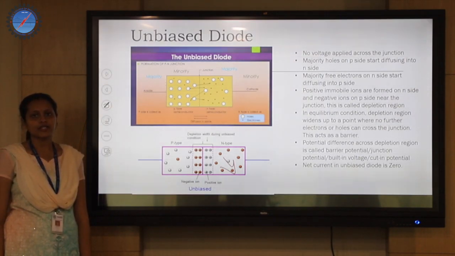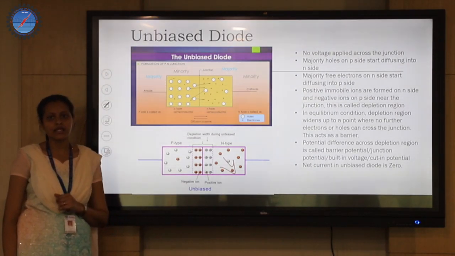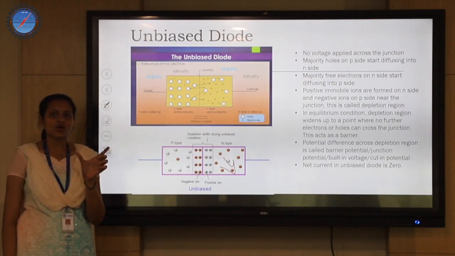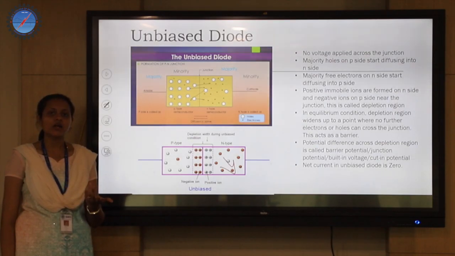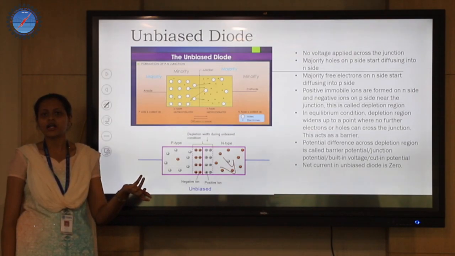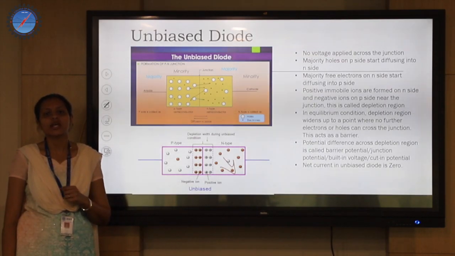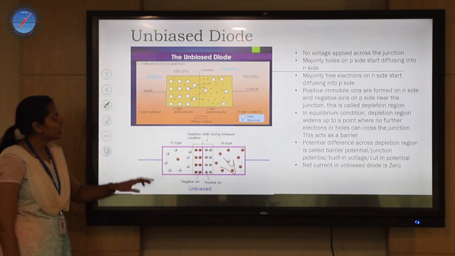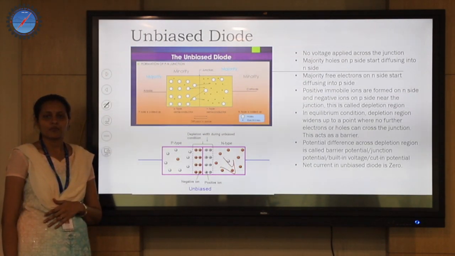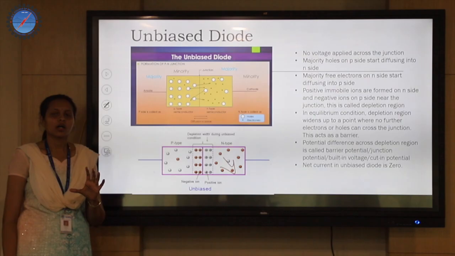We look into first what is an unbiased diode. I told initially biasing means applying voltage across the terminals of a diode. That is called biasing. What is the meaning of unbiased diode? A diode which is simply lying on the table where we have not applied any voltage, that is called as unbiased. We are not applying any voltage across the diode at all. That is the meaning of unbiased diode. What happens in an unbiased diode? Before that, we need to know how is a diode constructed.